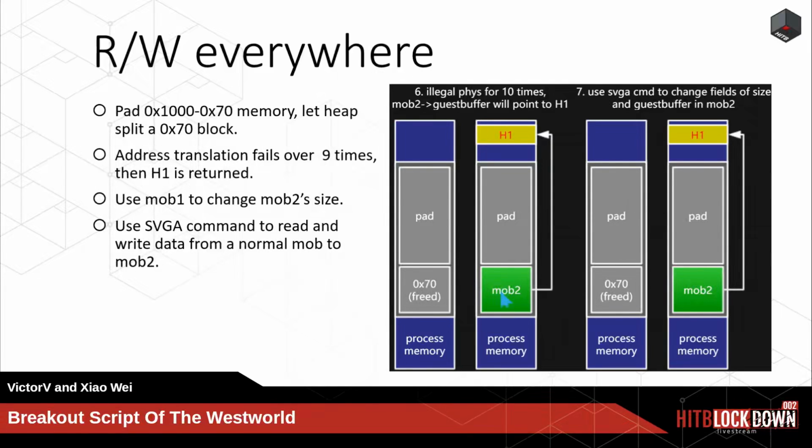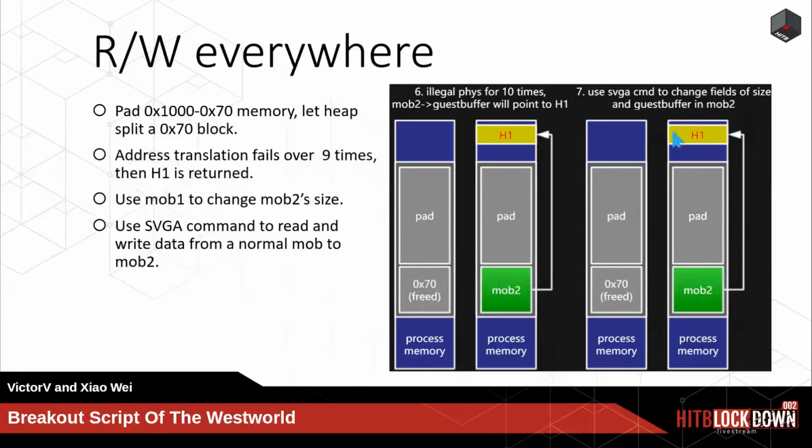We allocate a new mob structure. We call it mob2, and it should be put at our hole. We let mob2 point to H1 because H1 is an early allocated block. It should have a lower address in the process memory.